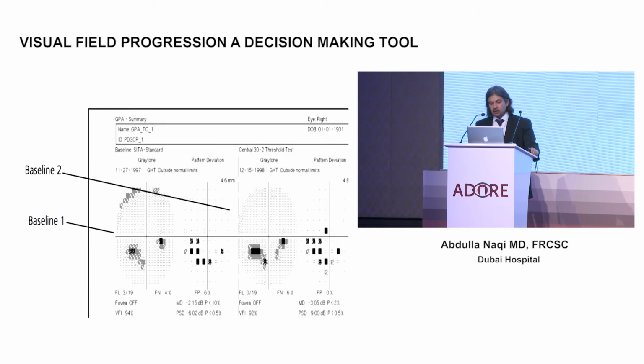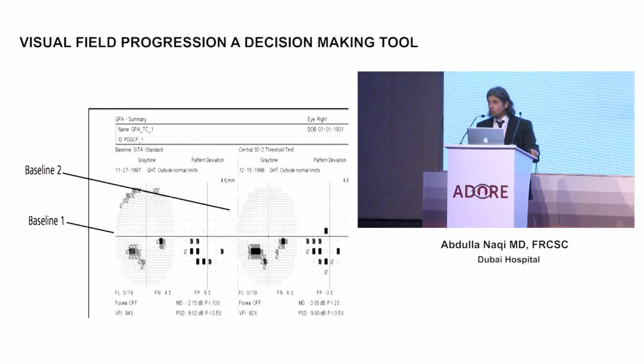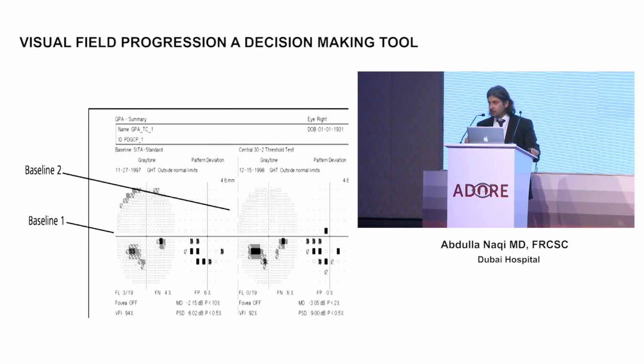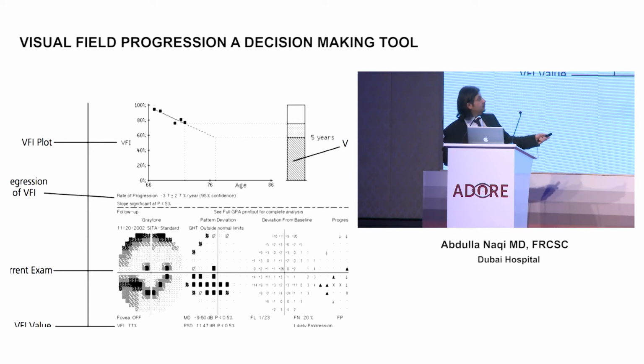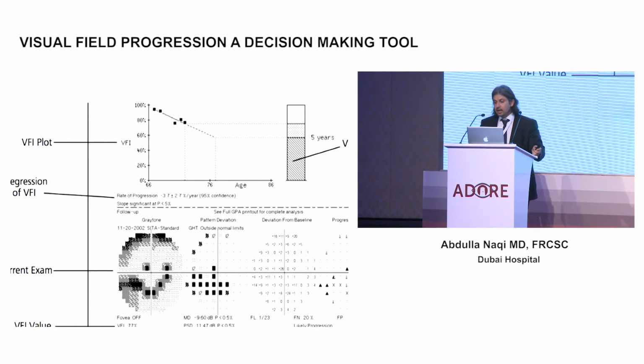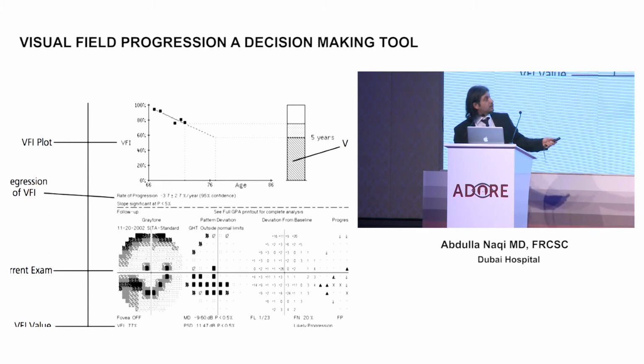In this, there are 2 baseline visual fields on the top. These are the first 2 visual fields. They have to be of good quality so that you can base on them. After that, you have the VFI plot in the middle. With that, you have the linear regression and the rate of linear regression, and then last you have your current exam, and in this slide you have both the event analysis and the trend analysis.